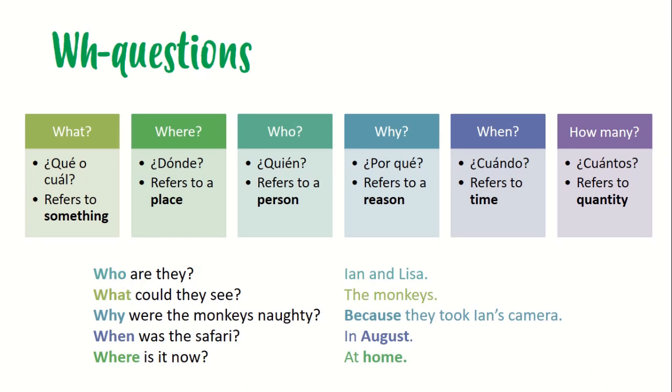WH questions. First, we have what. It is used to refer to something. En español viene siendo qué o cuál. Where refers to a place, que viene siendo un lugar. En español es dónde. Who refers to a person. En español es quién. Nos referimos a una persona.